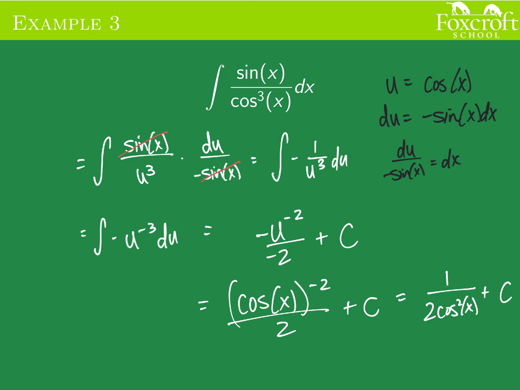Your basic goal is if you can get to an equation that has no x's in it and it's simpler than the one you started with, that's a good sign, and then you should be able to take the integral after that. All right, so those are just some examples of using u substitution to find an antiderivative.